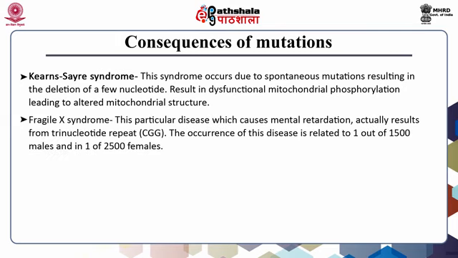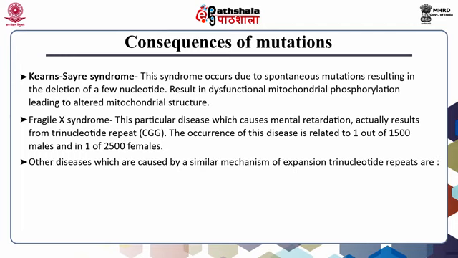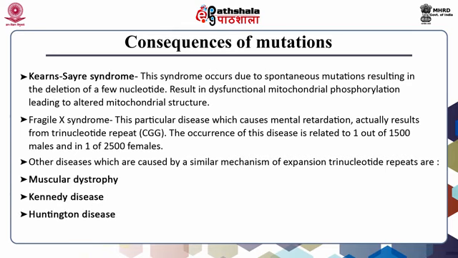Another is Fragile X syndrome. This particular disease, which causes mental retardation, actually results from a trinucleotide repeat, the CGG. The occurrence of this disease is about 1 out of 1500 males and 1 in 2500 females. Other diseases which are caused by similar mechanisms, with expanded trinucleotide repeats, are common. Of these are myotonic muscular dystrophy, Kennedy disease and Huntington disease.